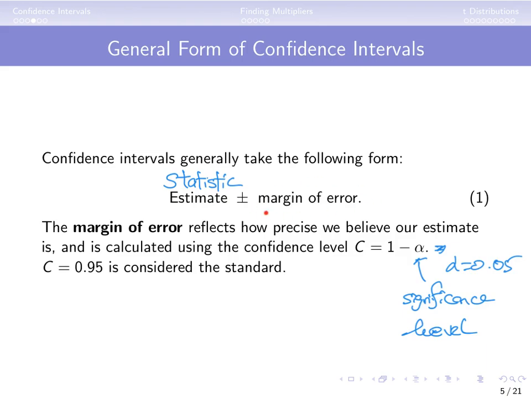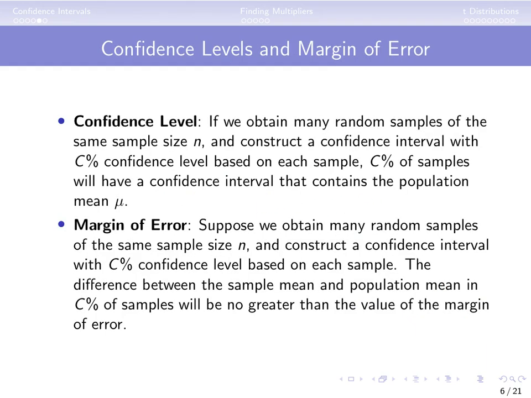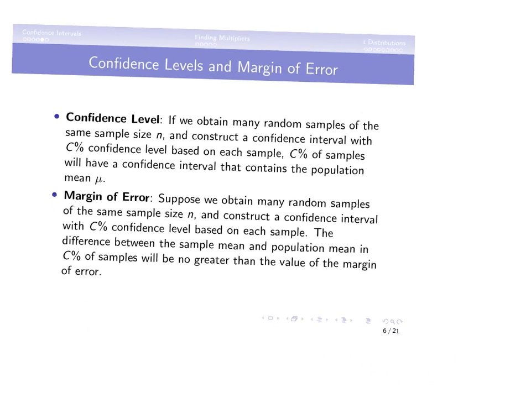Then the question is, how do we actually calculate the margin of error? A few terms over here, just some definitions. What do we mean by, say, 95% confidence? If we obtain many random samples of the same sample size and construct a confidence interval, each with 95% confidence, then 95% of these samples will have a confidence interval that contains the population mean. That's a bit of a handful, so I'm going to try to illustrate what this means. First statement: if we obtain many random samples of the same sample size.